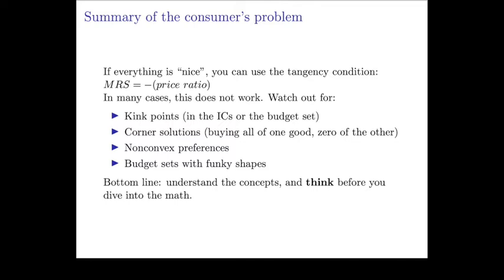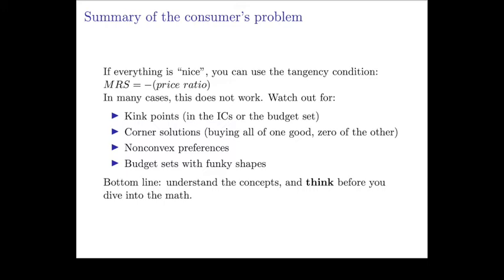If everything works out nicely, and the tangency condition works out, you can just set the marginal rate of substitution equal to the negative price ratio or the marginal rate of transformation. But it's not going to work when you have kink points in the preferences. So if the indifference curves, or if the budget set has kink points, that's not going to work. And you'll see examples of this later on.